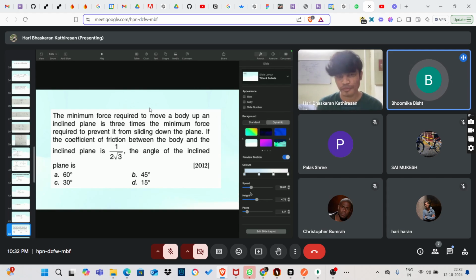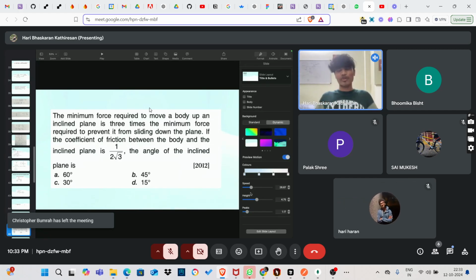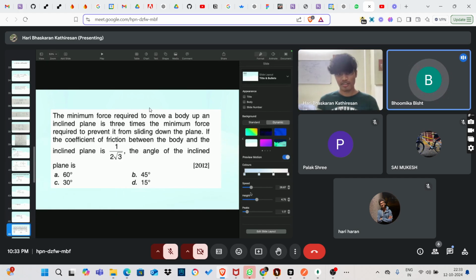So the minimum force required to move it up the inclined plane is 3 times the minimum force required to prevent it from sliding. So it will be in the opposite direction. Okay, that's correct. I told you what to do in the previous questions, right? So what do we do? What's the first step? Make the free body diagram.